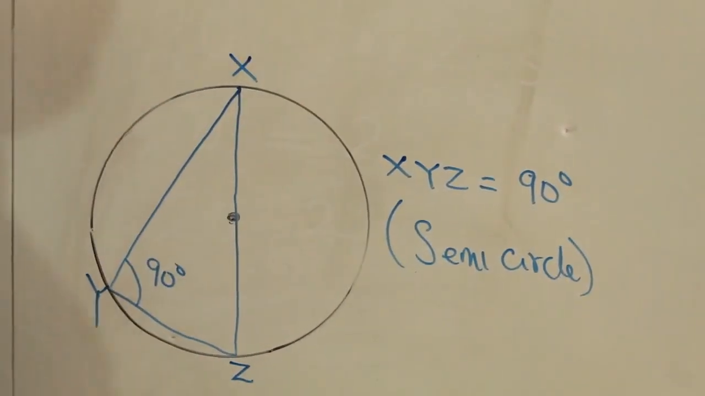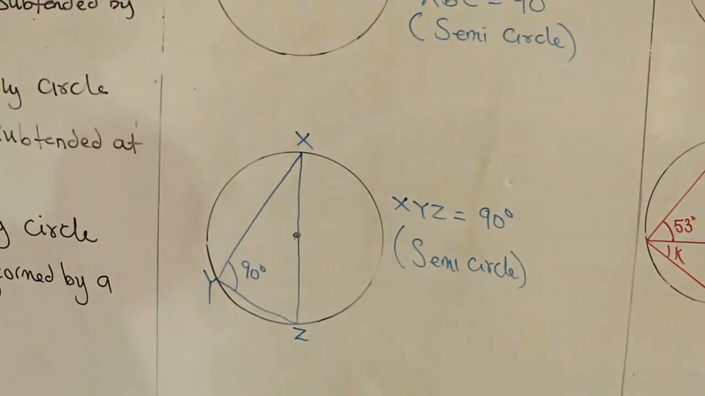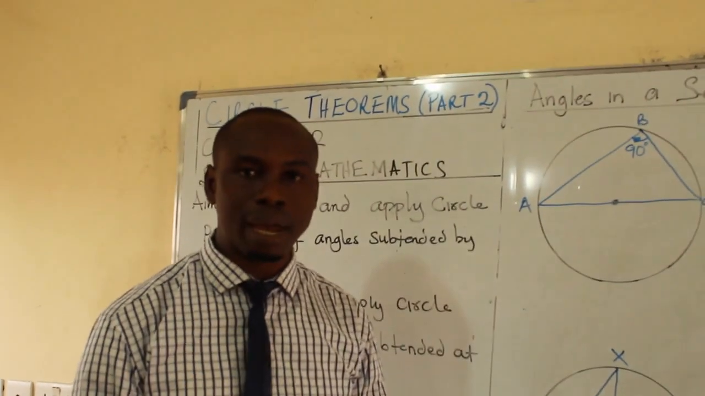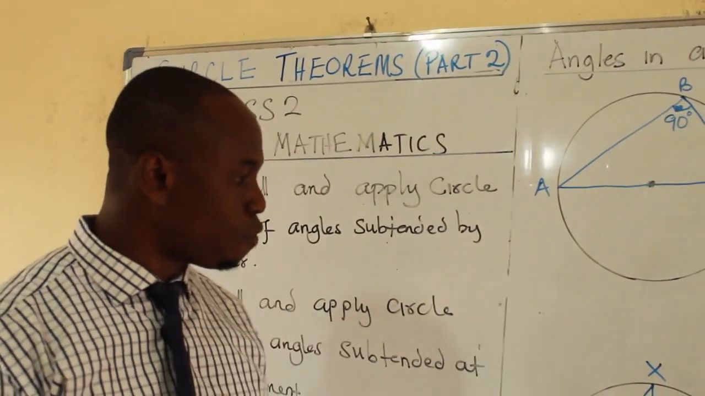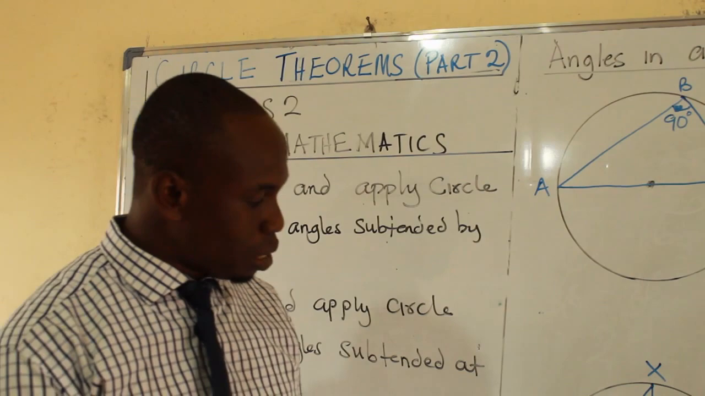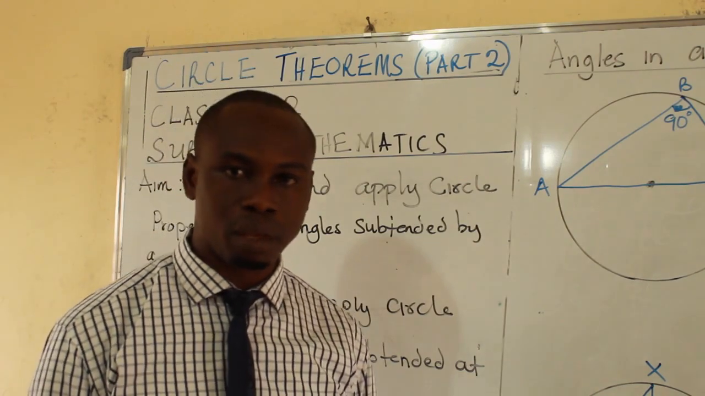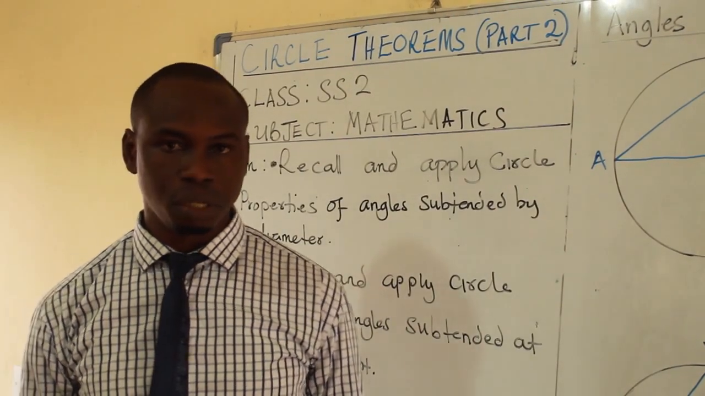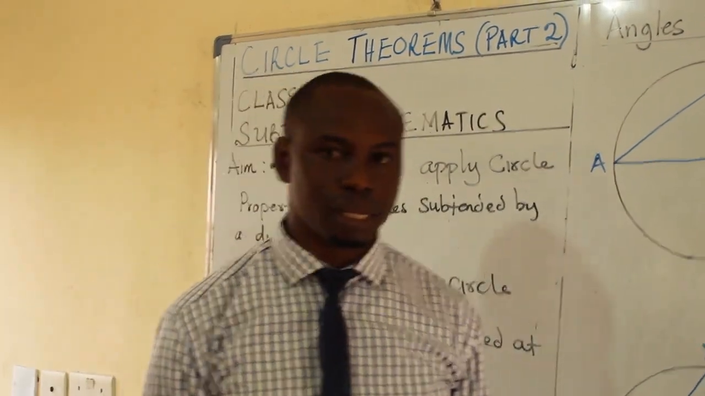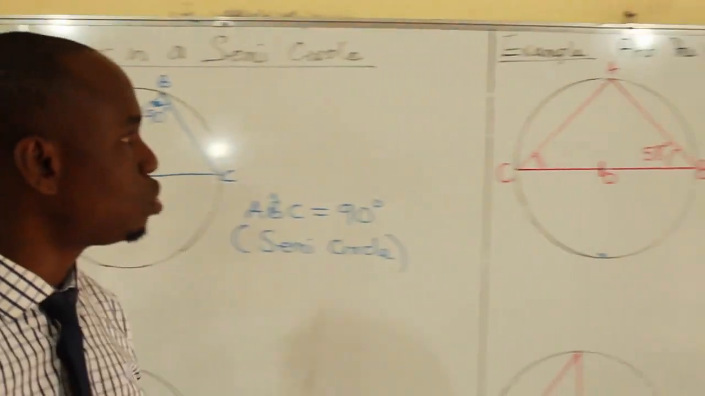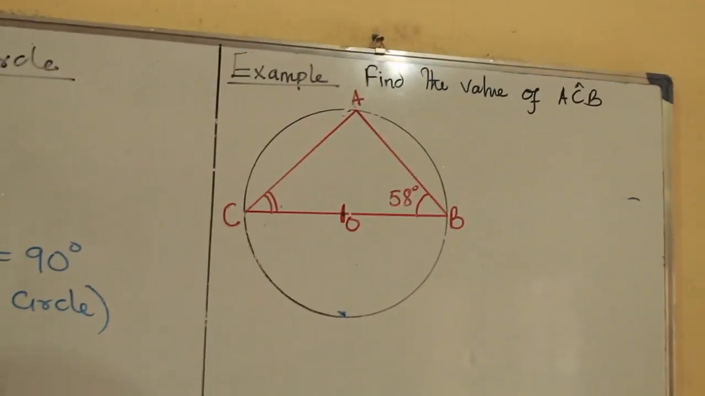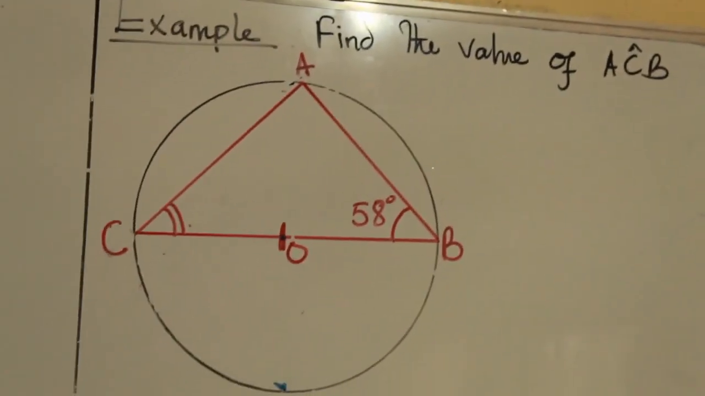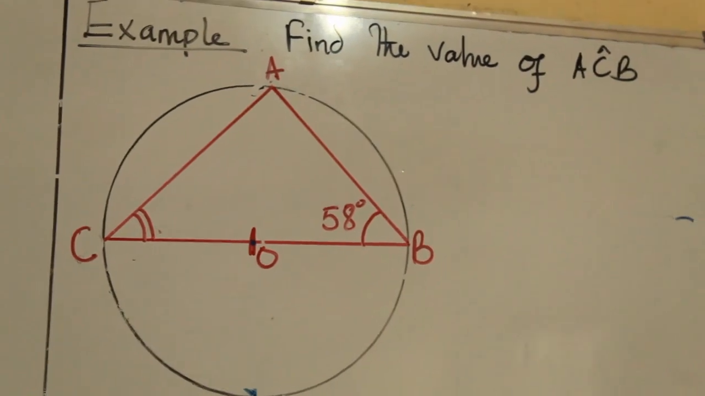So the theorem states that an angle formed by a semicircle is always a right angle. An angle formed by the diameter of a circle is always a right angle. I have an example here written on the board, and in this example we were told to find the value of ACB. We were asked to find the angle formed at C.